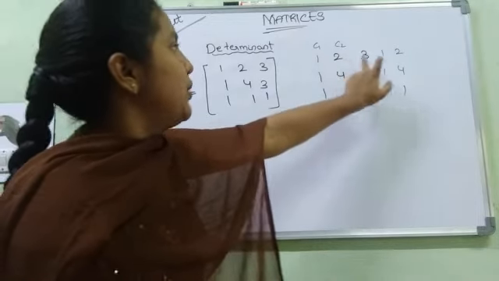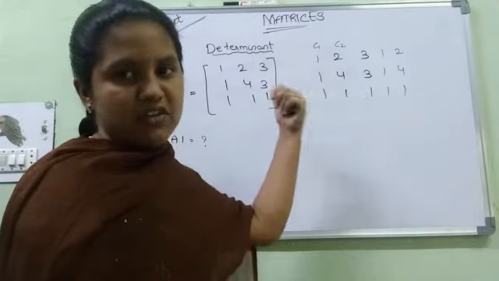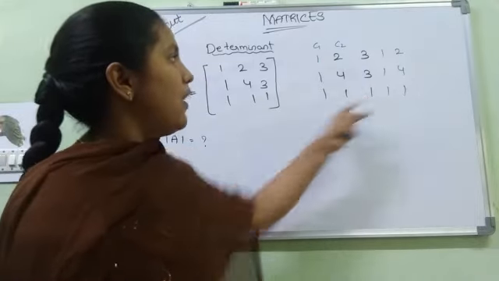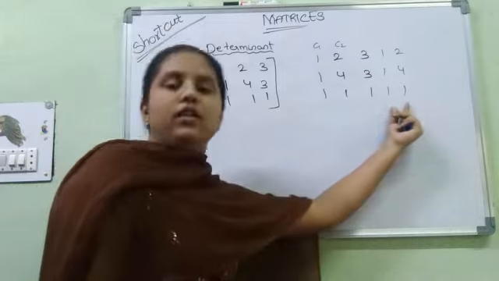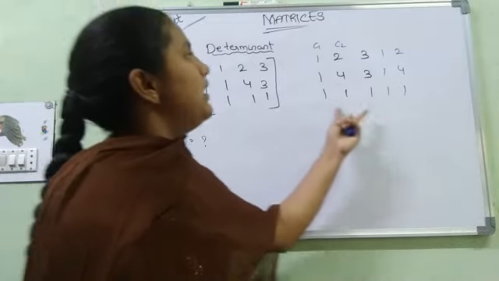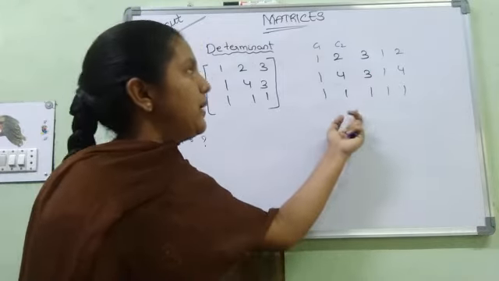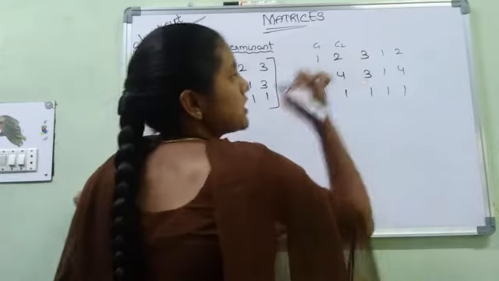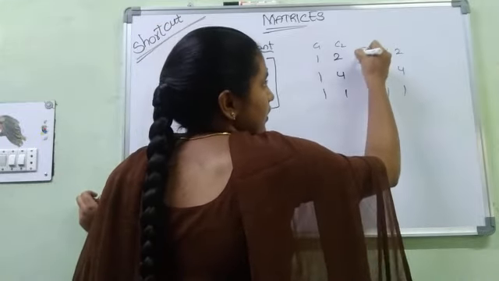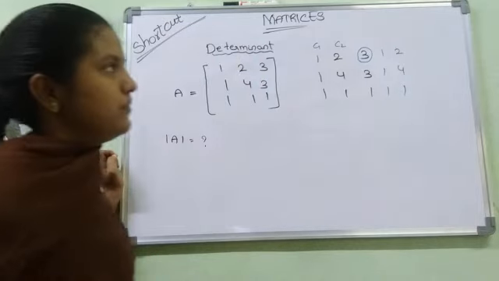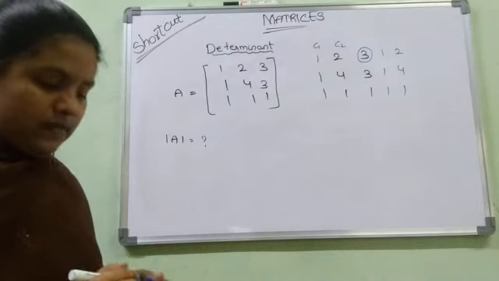I have written 1, 2, 3, 1, 4, 3, 1, 1, 1 as matrix A, and then 1, 2, 1, 4, 1, 1. Just two columns I have written here. Now let's match what the middle term is in this. In the first row, what is the middle term? This is the middle term, right? You can understand that.